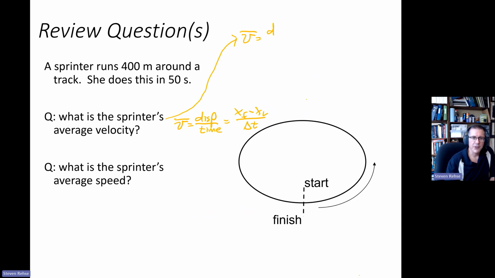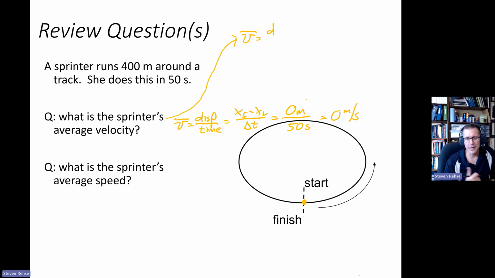But now think about it. Where does the sprinter finish compared to where she started? She started at the starting line. She finished at the starting line. So her net displacement is 0. So the average velocity is just 0 meters divided by 50 seconds, which equals 0 meters per second. She did not wind up moving anywhere, so her average velocity was 0.